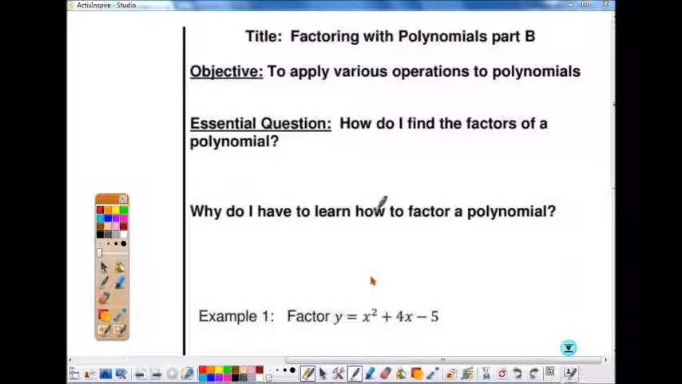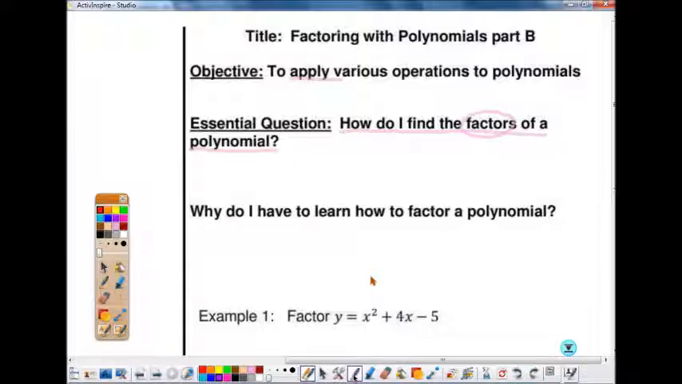Hi, this is your instructional video over factoring with polynomials, day 2, or part B. The objective is to apply various operations to polynomials, and the essential question is, how do I find the factors of a polynomial? So let's take a look at why we have to learn how to factor.